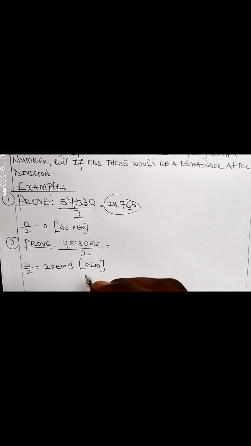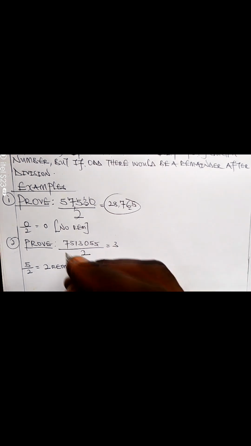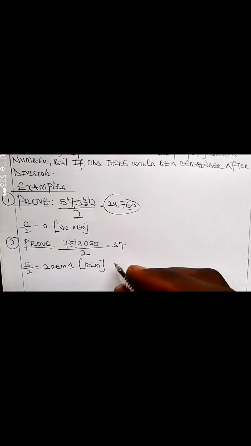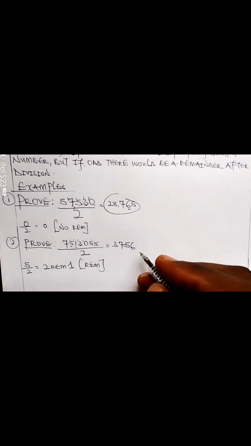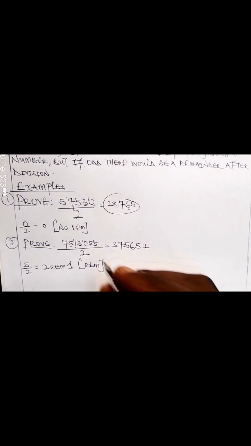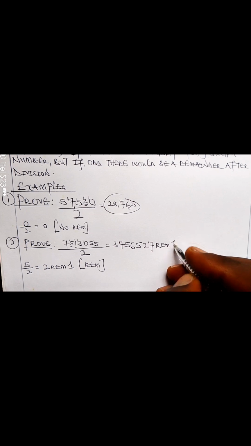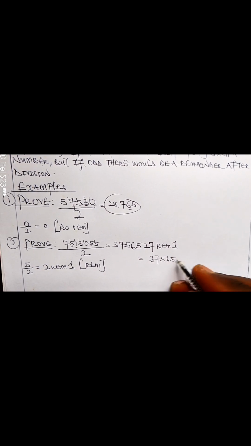So let's quickly see if our test is correct. 2 in 7 is 3, 6, remainder 1. 2 in 15 is 7, 14, remainder 1. 2 in 11 is 5, 10, remainder 1. 2 in 13 is 6, 12, remainder 1. 2 in 10 is 5. 2 in 5 is 2, 4, remainder 1. 2 in 15 is 7, 14, remainder 1. As you can see, 3, 7, 5, 6, 5, 2, 7, remainder 1 over 2.